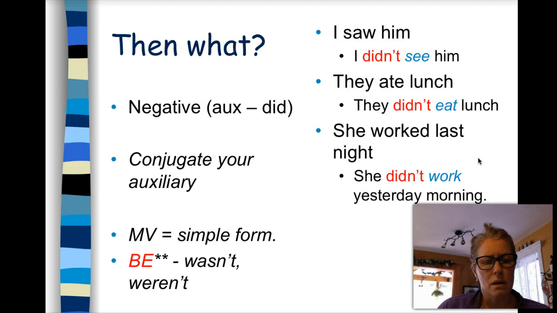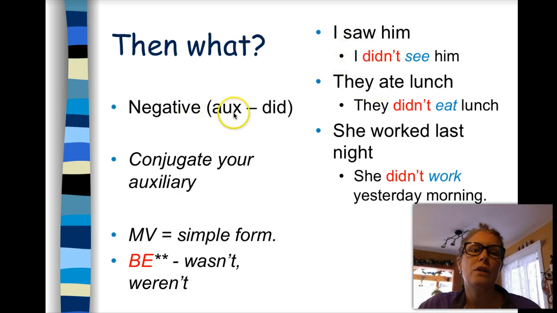So this is kind of a repetition of what I've just said because it's very important and yet hard for people to remember. The negative auxiliary is did. So you conjugate the auxiliary. The main verb goes back to the simple form, and again the exception is the verb to be. So I saw him becomes I didn't see him. See is the main base verb of saw.